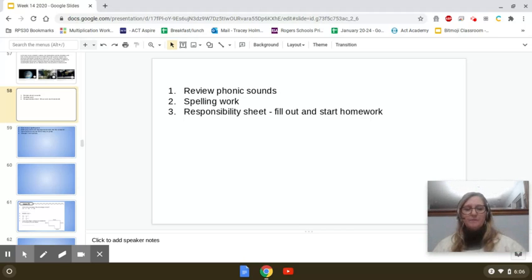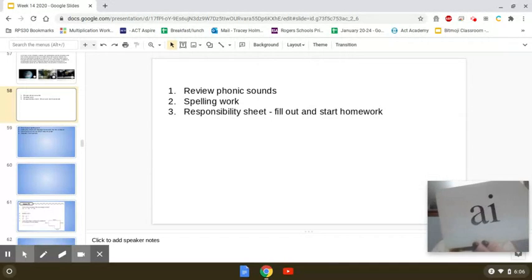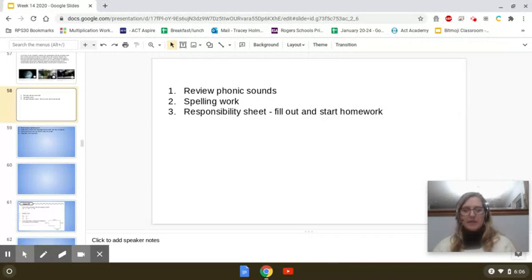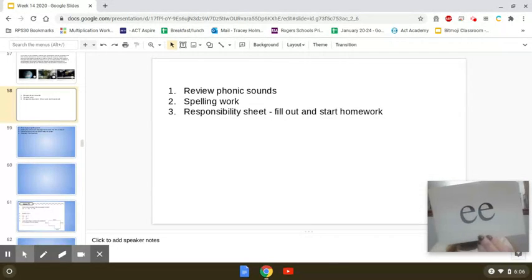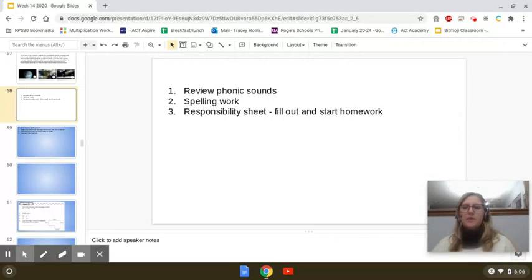Number 9, A. This is the A that is never used at the end of an English word. Check that you wrote that. AI. English words don't end in I. Number 10, double E always says E. Check that you wrote EE. 11, N. This is the N used only at the beginning of a base word. Check that you wrote this.